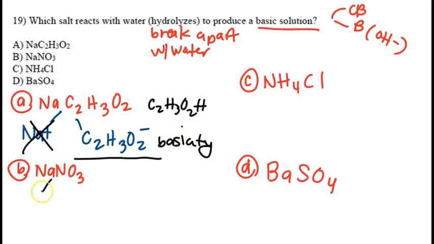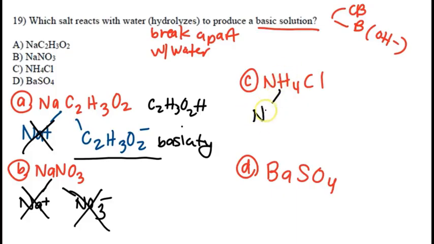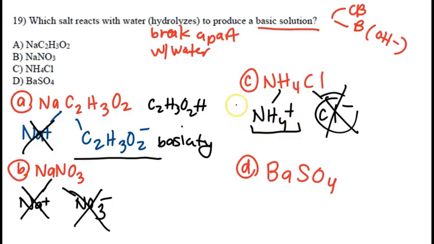We have NaNO3, this is Na plus, and this is NO3 minus. Na plus is spectator because it's coming from a strong base. NO3 minus is spectator because it's also coming from a strong acid here. All right, folks, let's look at letter C. We have NH4 plus, and we have Cl minus. Cl minus is spectator because it is coming from a strong acid, and NH4 plus actually is a conjugate acid. Conjugate acid from what base? NH3, or ammonia. So because this is the conjugate acid, it has the ability to cause acidity in solution.